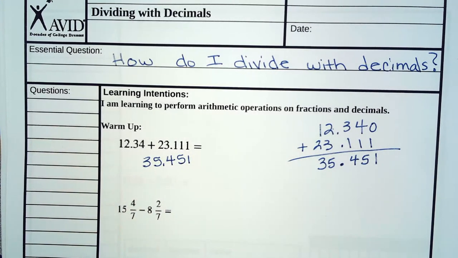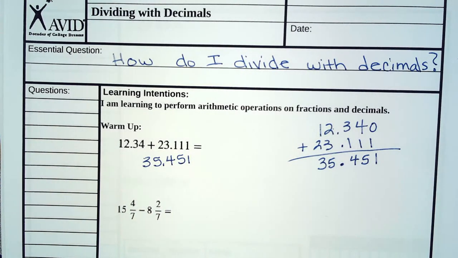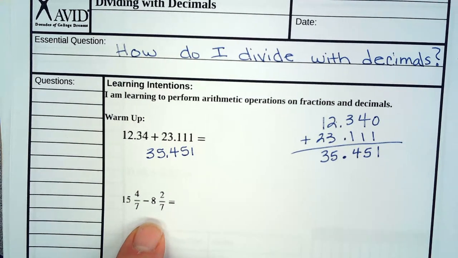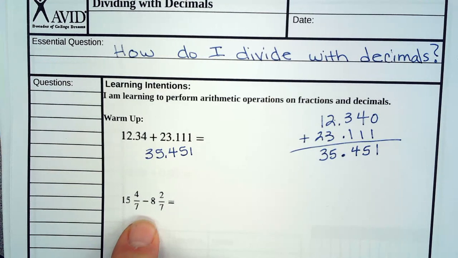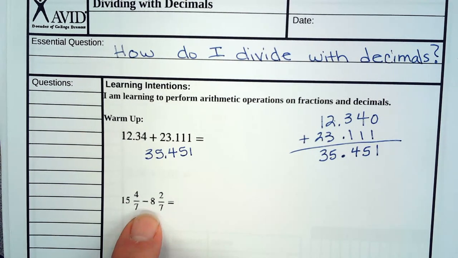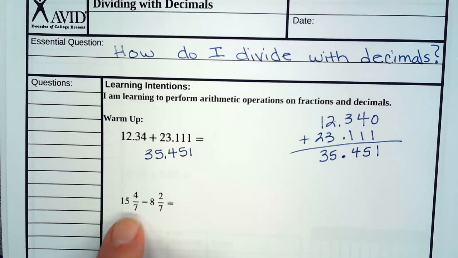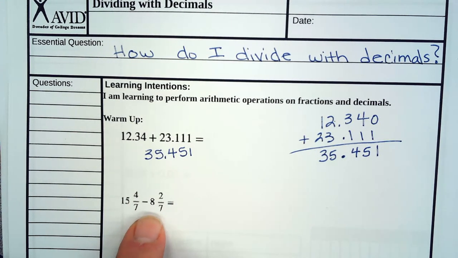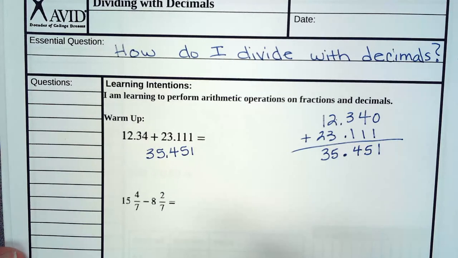Okay, now remember how we work with the fractions. As I'm looking, I see that 15 and 4/7 minus 8 and 2/7. 15 is bigger than 8, so I will be subtracting like I normally do. But I have to look at my denominators. Are they the same? Yes.